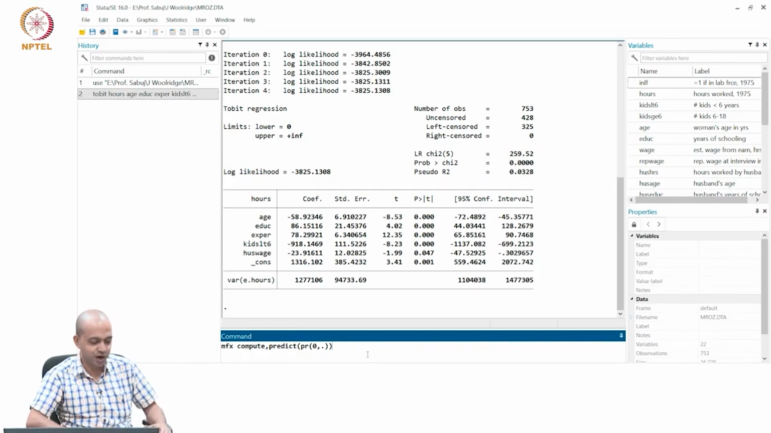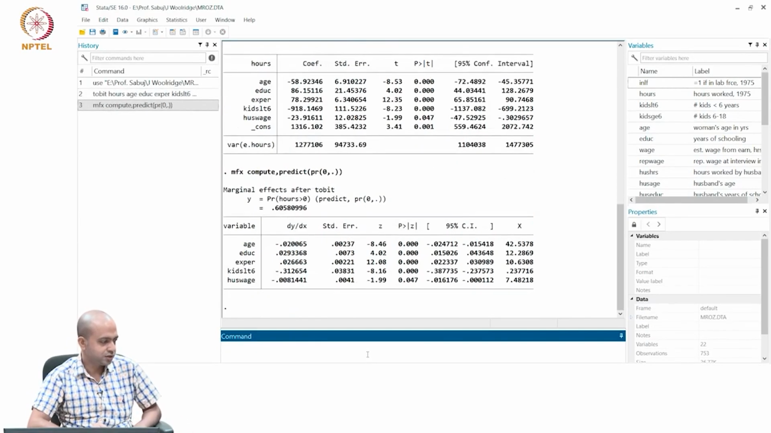So, this is the command for estimating the first type of marginal effect, and if you press enter, this is the output. So, now I can say that for a unit change in age, probability of labor force participation goes down by 0.02 unit. Okay. All right.